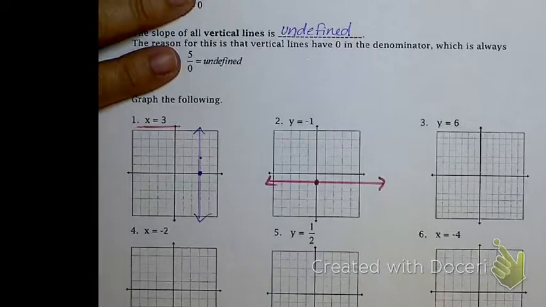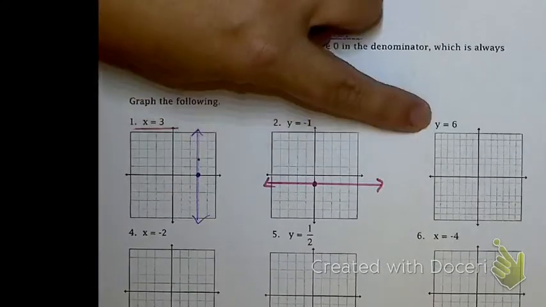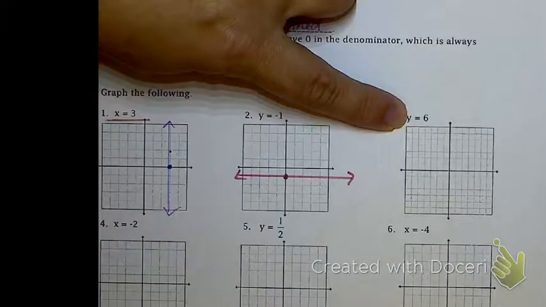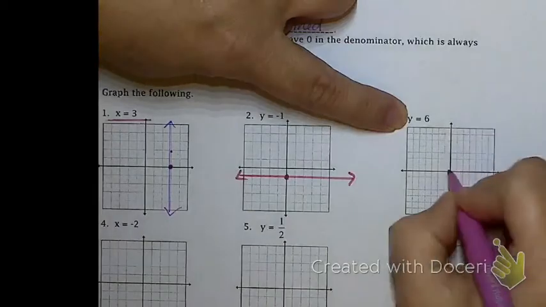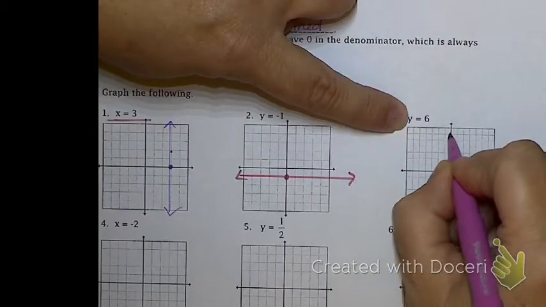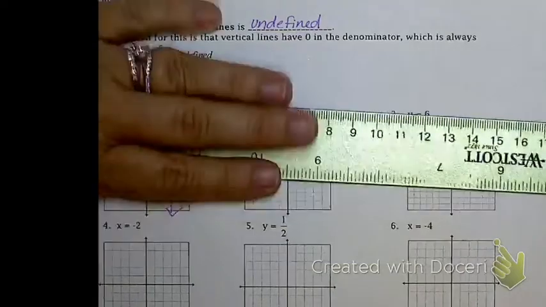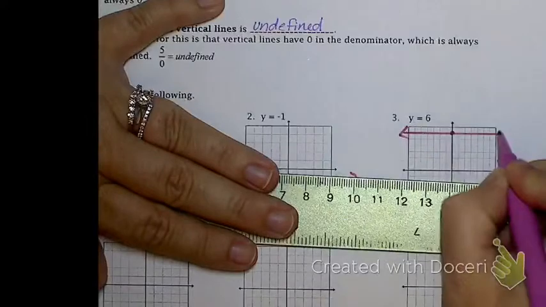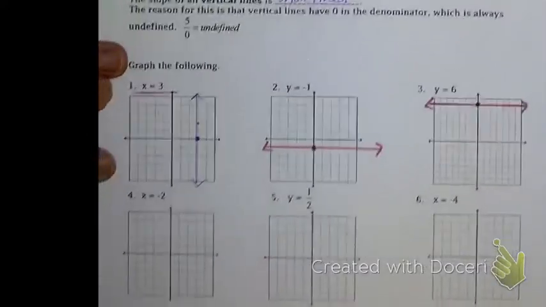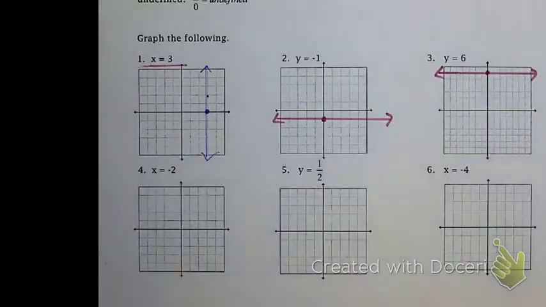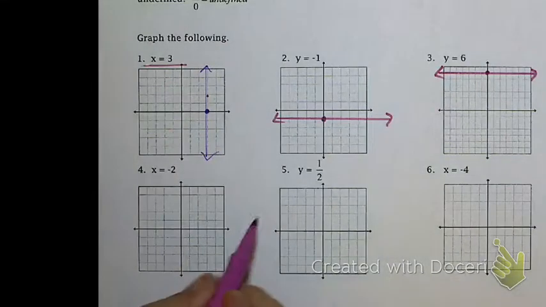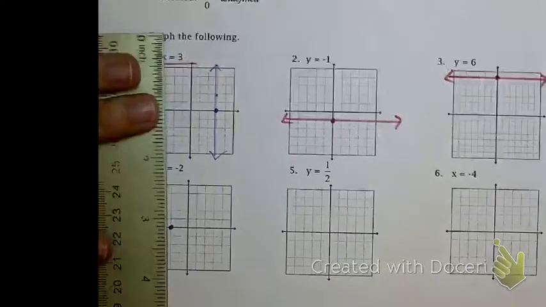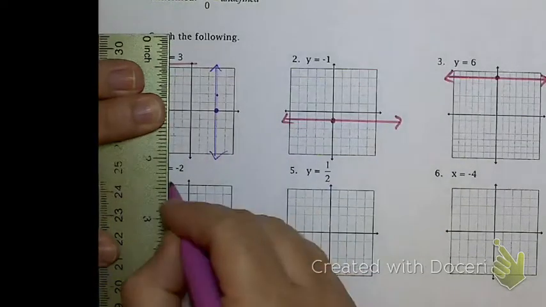Yeah? Y equals 6, vertical or horizontal? Horizontal. So I go find 6, 2, 4, 6, and I draw my horizontal line. Okay? X equals -2, vertical or horizontal? Vertical. So I go find -2 on my x-axis, and I draw the vertical line.